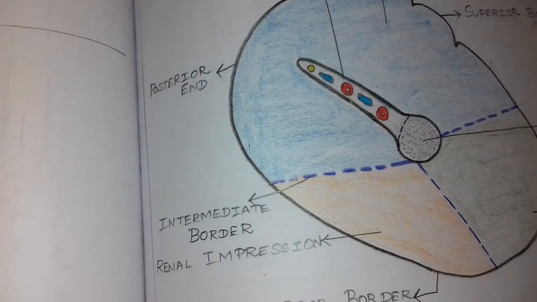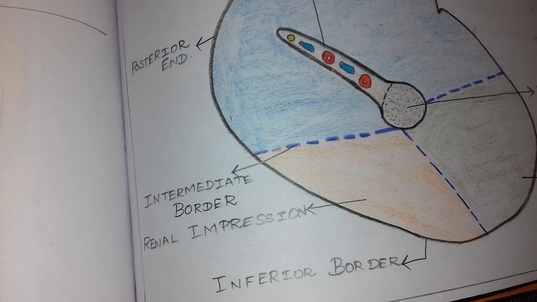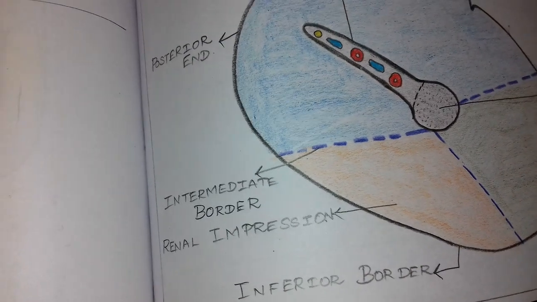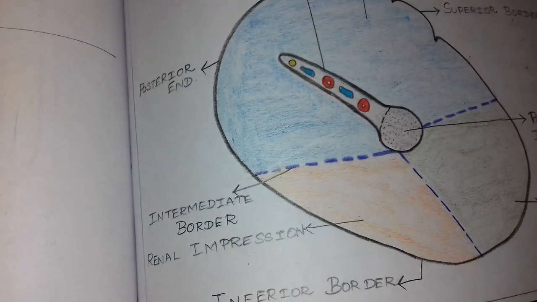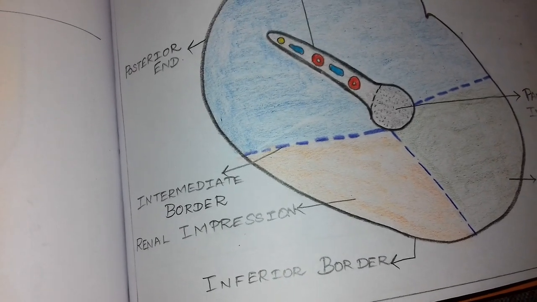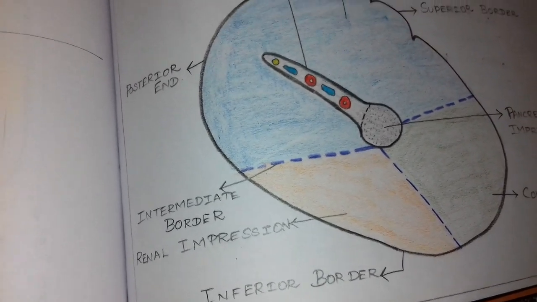Next, the diaphragmatic surface of the spleen is related to the diaphragm. So this diaphragmatic surface separates the spleen from the costodiaphragmatic recess of the pleura, the lungs, and the 9th, 10th and 11th ribs of the left side.